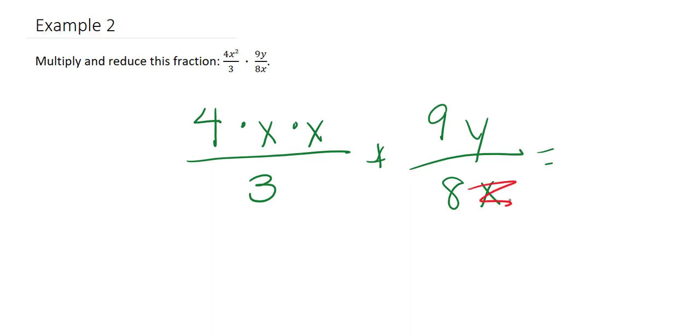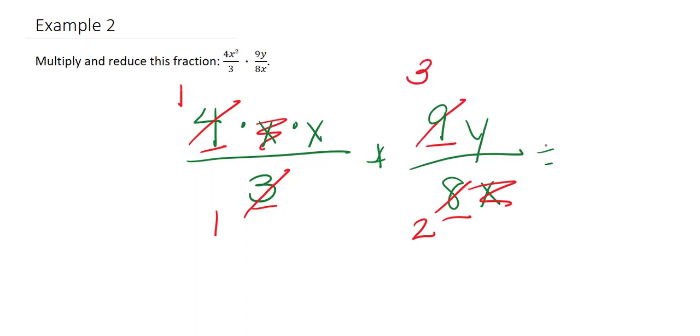So we have an x here, so that crosses out this one. And then we have a 4 and an 8, so that can also be reduced before we even multiply. So 4 divided by 4 is 1, and 8 divided by 4 is 2. Then we have a 3 and a 9, and those can cancel out a little bit here. So 3 divided by 3 is 1, and 9 divided by 3 is 3.